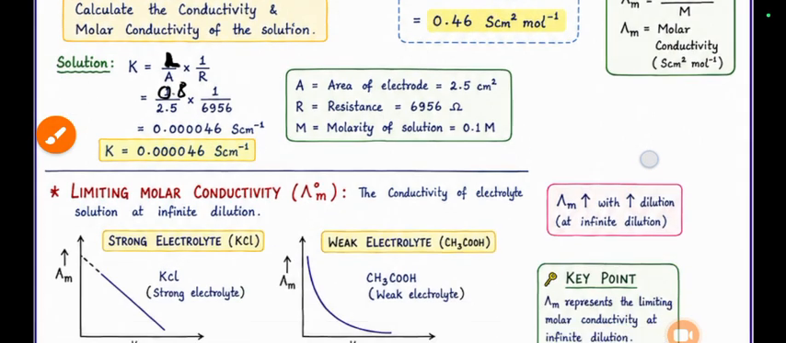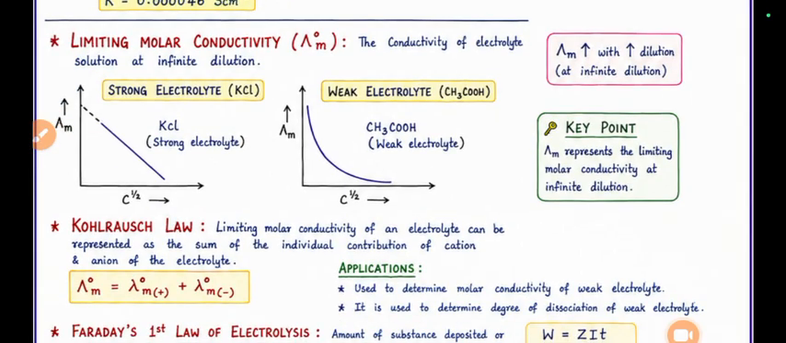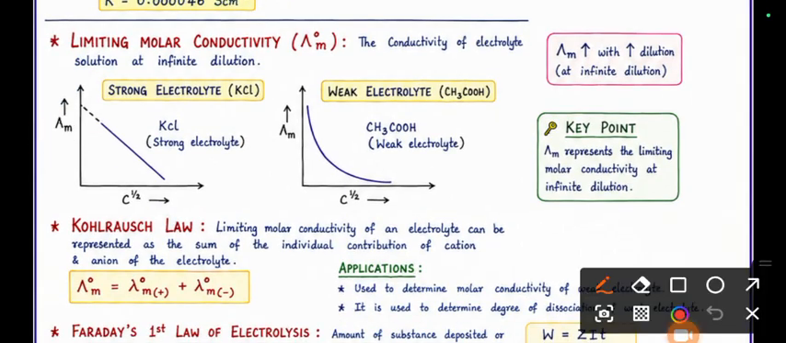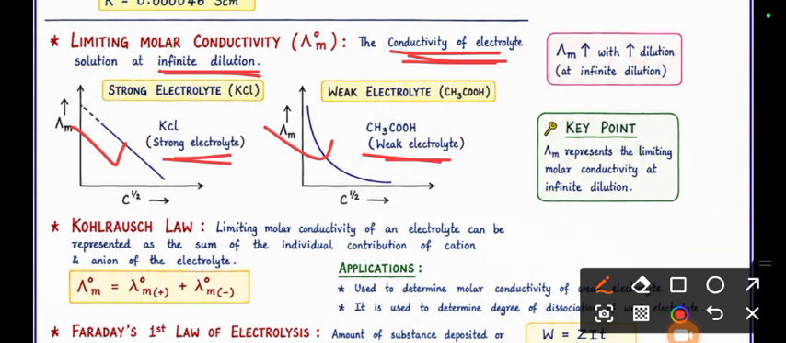Now one more important topic of this chapter is limiting molar conductivity. Limiting molar conductivity means conductivity of electrolyte solution at infinite dilution. Now there are two graphs based on this molar conductivity. For strong electrolyte this is the graph, and for weak electrolyte this is the graph. You have to remember that, very important.